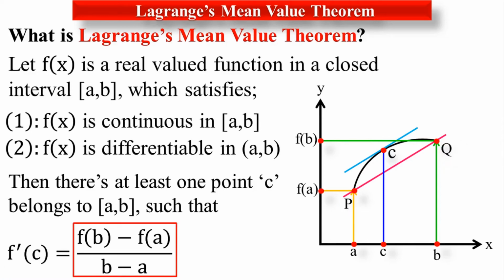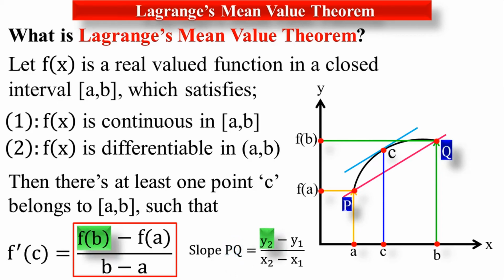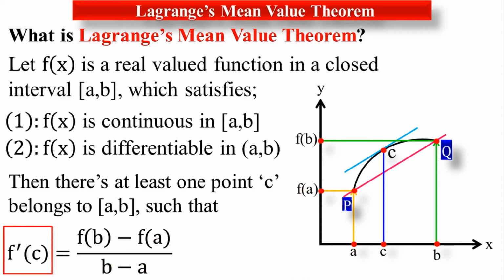Look at the right side of the equation, f of b minus f of a over b minus a. It is actually the slope of P of Q. The slope of P of Q is y sub 2 minus y sub 1 over x sub 2 minus x sub 1. This y sub 2 is actually f of b. Y sub 1 is f of a. X sub 2 is b. X sub 1 is a. The left side of the equation, f prime of c, I can find from here. Let me connect this point C with the y-axis to have f of c. This is my point C. That's how I got f prime of c.